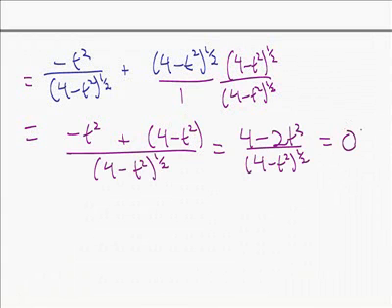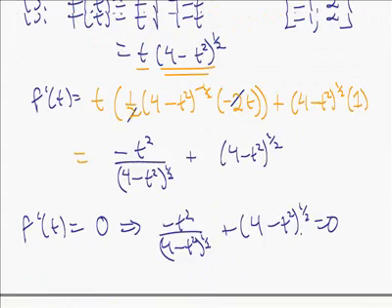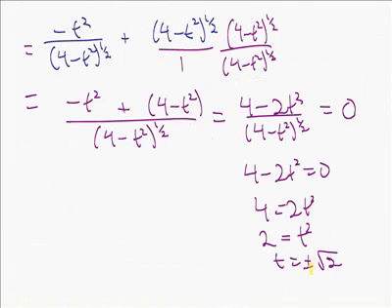Now, if that is equal to 0, that means the numerator has to be 0, which means 4 is equal to 2t squared, which means t squared is 2, which means t is either the positive or negative square root of 2. But the negative square root of 2 is less than negative 1, and remember that negative 1 was our lower limit here. So the negative square root of 2 is out, and we're just going to use the positive. So our critical point is where f prime of t equals 0, at t equals the positive square root of 2.